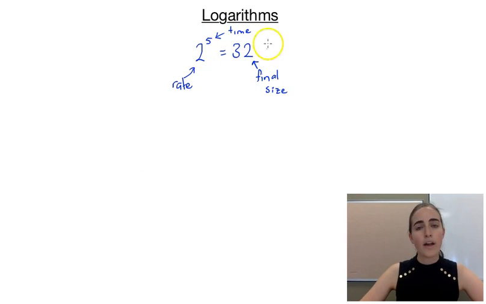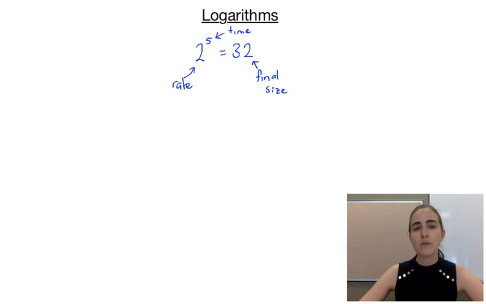So writing an equation in this form is really handy when we know a rate of change and we know how many times it's going to change or how many time periods there are, and we're trying to find out the final size or final answer. But sometimes we'll be given a problem where we know what the final size is, or we know what we want it to be, we know what the rate is, and we need to try and figure out how long it's going to take to get up to that number.